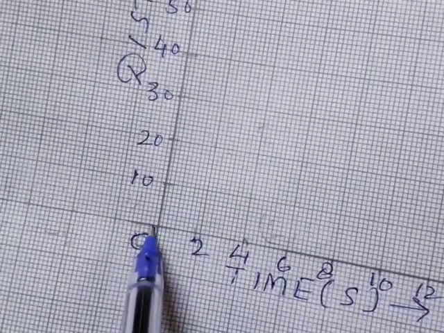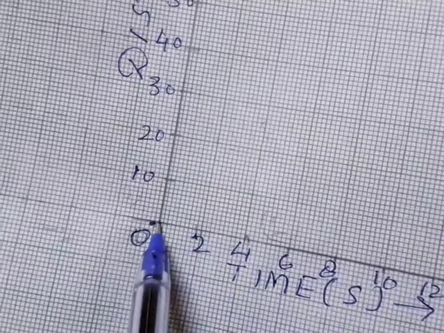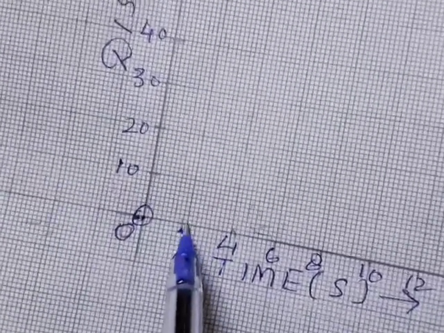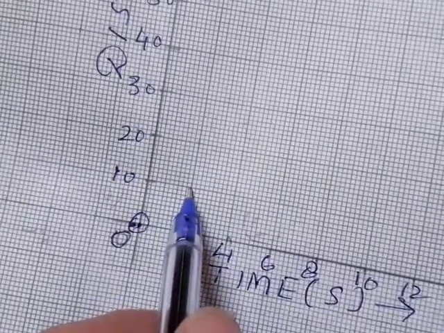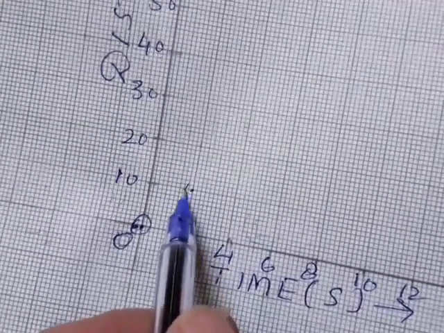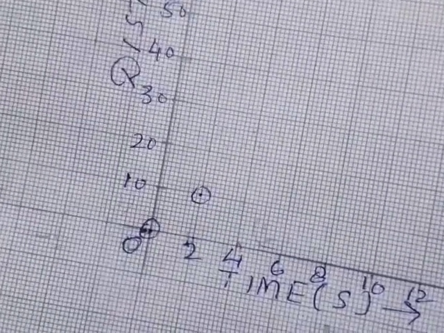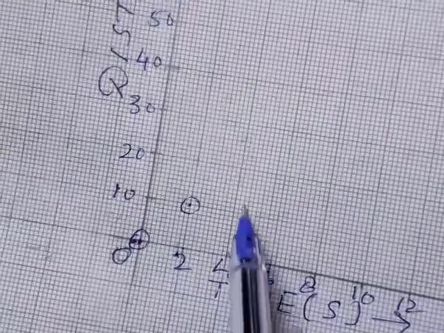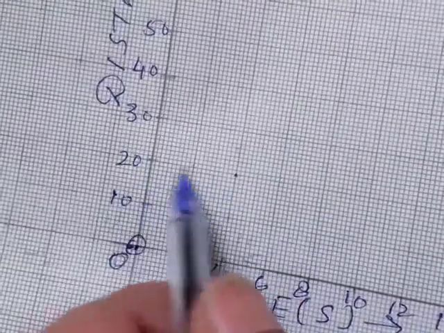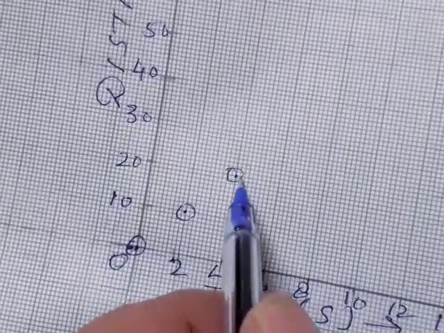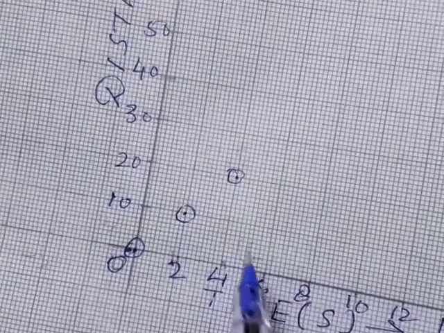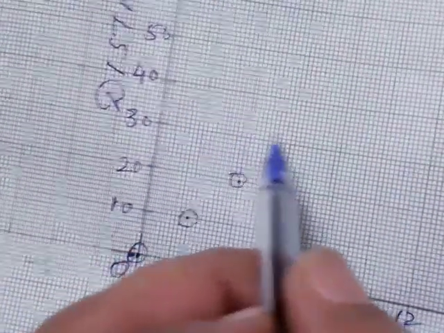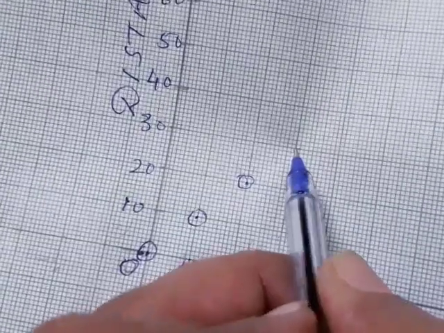So what is the first point? At 0 second, the object is at 0. So our location is here. Now at 2 seconds, the object is at 10 meters. So this is our point. Then at 4 seconds, the distance is 20. So this point will be here. And at 6 seconds, the position of the object is 30. So this point will be here.